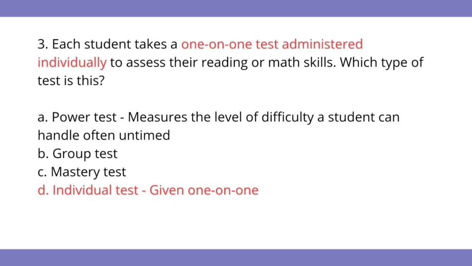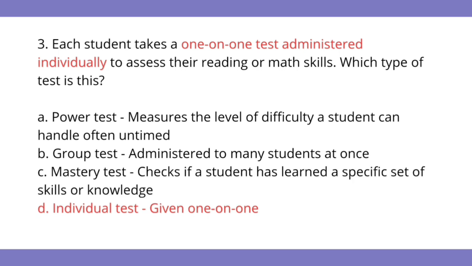Again, the individual test is given one-on-one, while option A, the power test, is to measure the level of difficulty a student can handle, often untimed. Option B is the group test. It refers to a test administered to many students at once. Option C is the mastery test. It is to check if a student has learned a specific set of skills or knowledge.